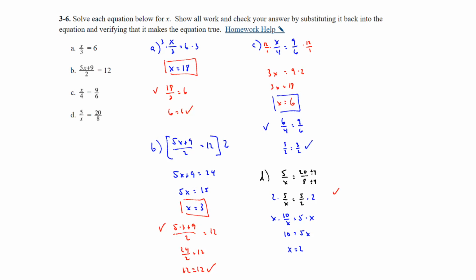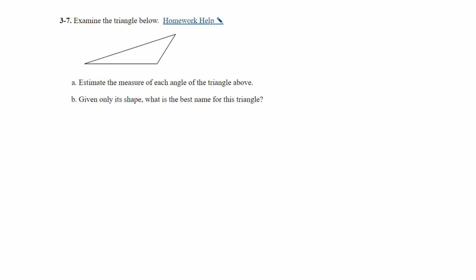And then to check that, 5 divided by 2 should be equivalent to 20 over 8. And we already reduced the 20 over 8 by a factor of 4, and so you do get 5/2. So it does check out as well. Question 3-7, examine the triangle below. Estimate the measure of each angle on the triangle above.